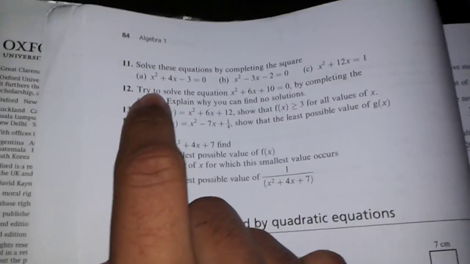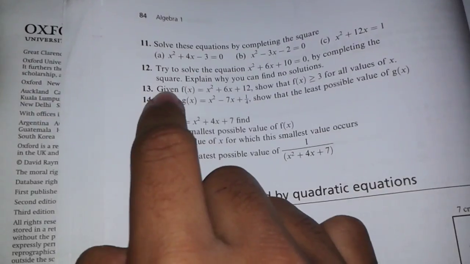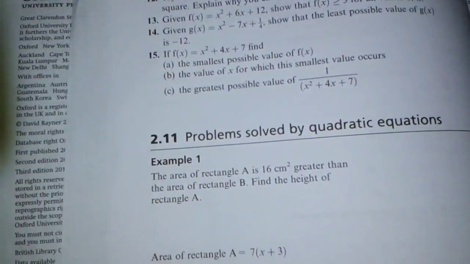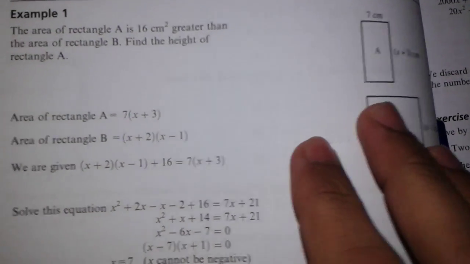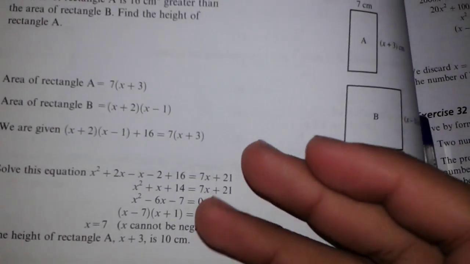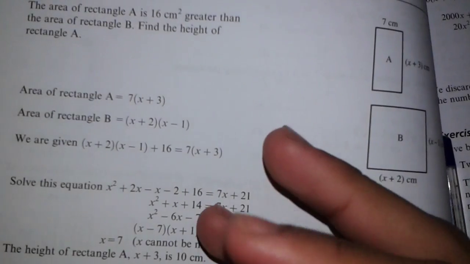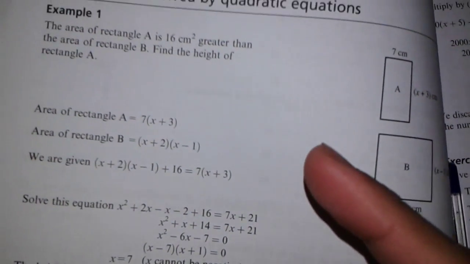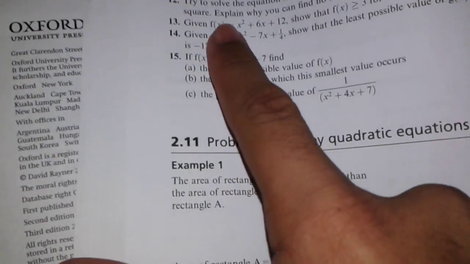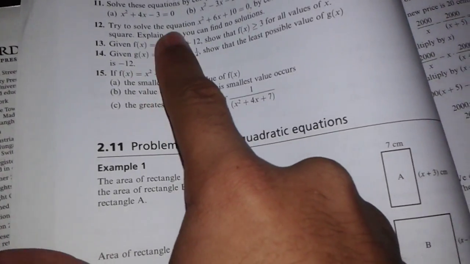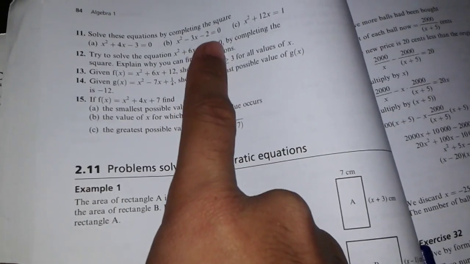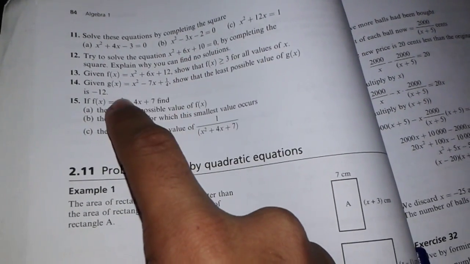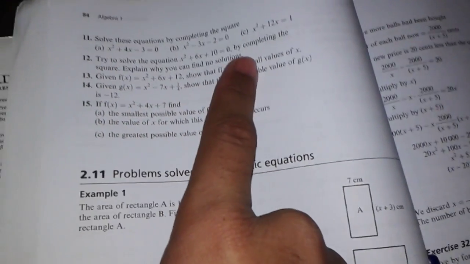Now we will try to solve question number 12. And keep in mind, this video is actually for people who have an idea how to solve quadratic equations using completing the square but have difficulties in proving so, or take this as a practice exercise. Now starting with question number 12. Try to solve the equation x squared plus 6x plus 12 is equal to 0 by completing the square. Explain why you can find no solutions.